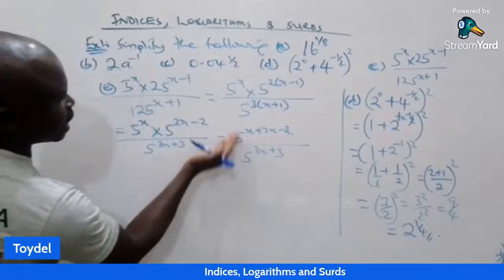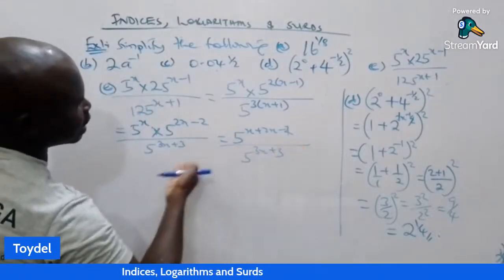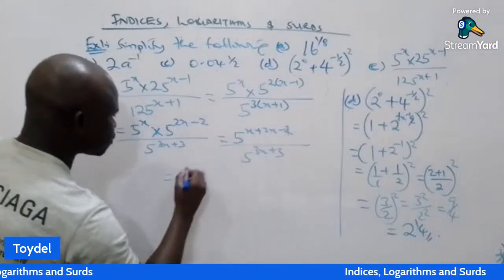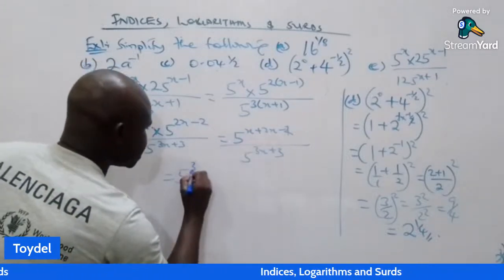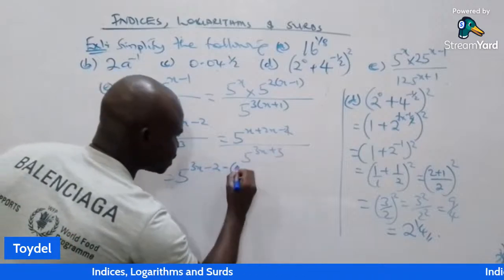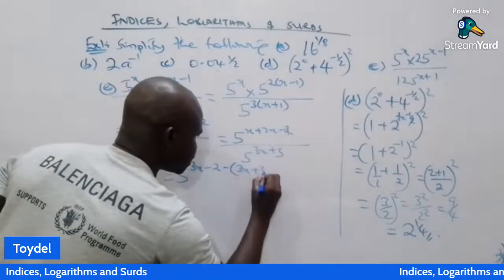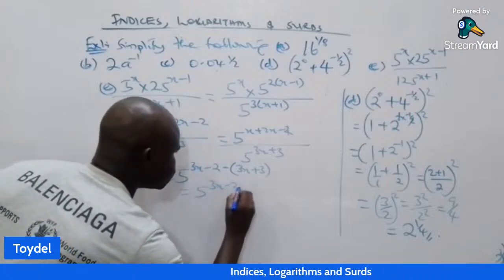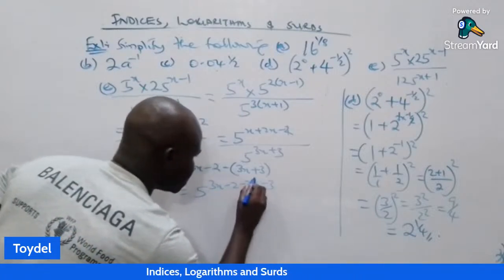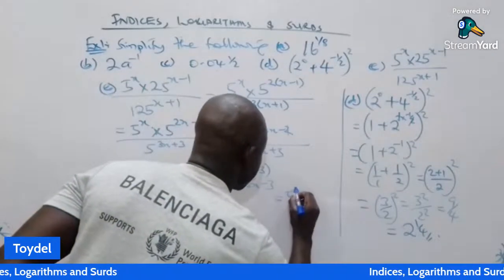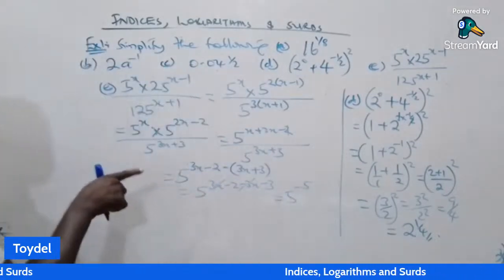Then here, the bases are equal and we have division. So what I'm going to do is subtract this power from the first one. x plus 2x is 3x, minus 2, minus, in bracket, the power of the denominator, 3x plus 3. Then we are going to have 5 raised to the power of (3x minus 2 minus 3x minus 3). Minus 3x cancels 3x, then we are left with 5 raised to the power minus 5, because minus 2 minus 3 is minus 5.